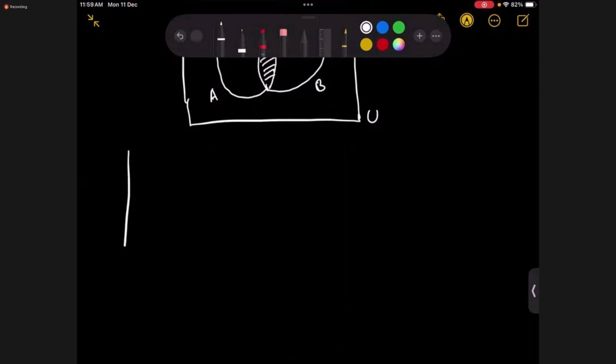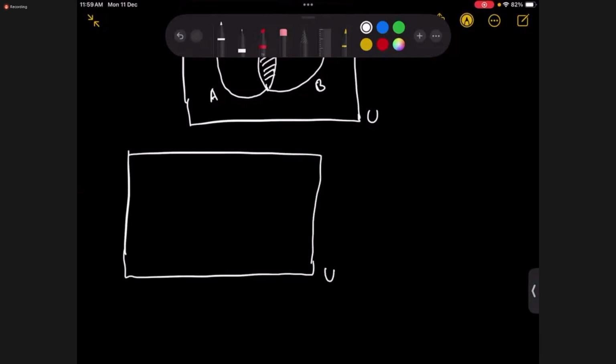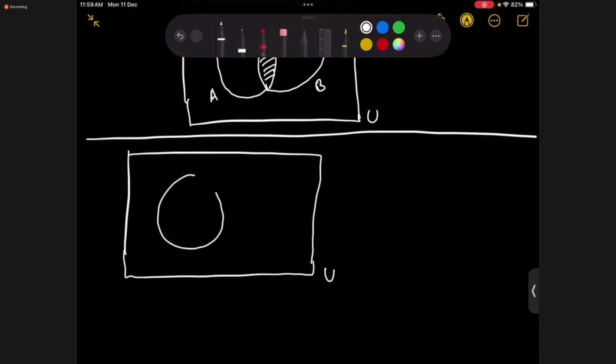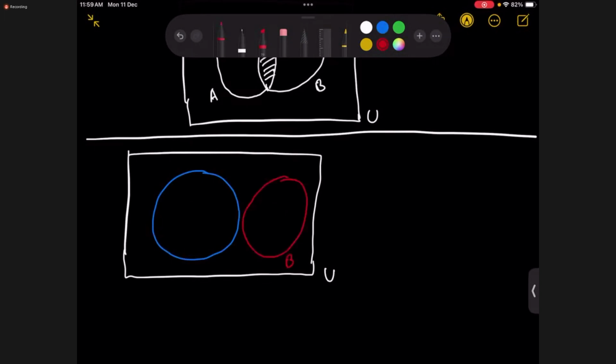if the set is like this, this is our U, this is our A, this is our B. You can draw this in a different color. It will be fine. This blue is our A, and the red is our B. Blue is our A. Okay. Blue contains some blue elements, and red contains some red elements, you can say.